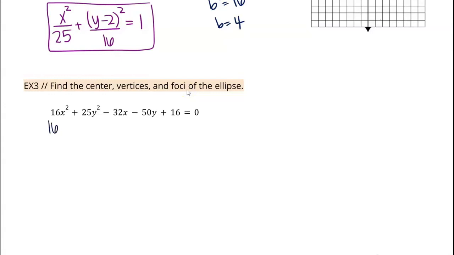So I'm going to go ahead and group the x's together, 16x squared and then minus 32x. Group the y stuff together, 25y squared minus 50y. And then I'm going to put my constant on the other side, so I'm going to subtract 16. To be able to complete the square, I need an a value of 1, which means the leading coefficient, or the coefficient of my x squared term, needs to be 1. So I'm going to factor a 16 out of both of these terms.